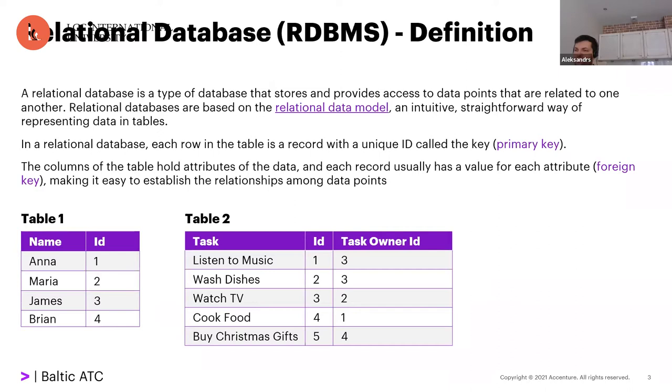By taking a look at this table, for example, what does it mean, task owner ID three? In this case, we can take a look at the first table. We see that James is ID three. So it means that listen to music is a task for James. Wash dishes is again a task for James. Watch TV is a task for Maria. And then cook food is a task for Anna. And buy Christmas gifts is a task for Brian.